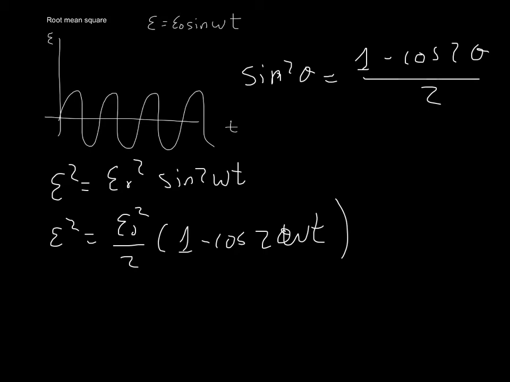And now all I need to do is to square root this. And then I get that the E root mean squared is the square root of this thing here, which is just E0 over the square root of 2. And I can do the same thing for the current, and I will also get that the current root mean squared is I0 over the square root of 2.